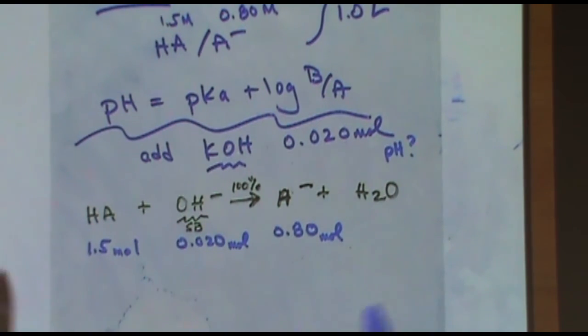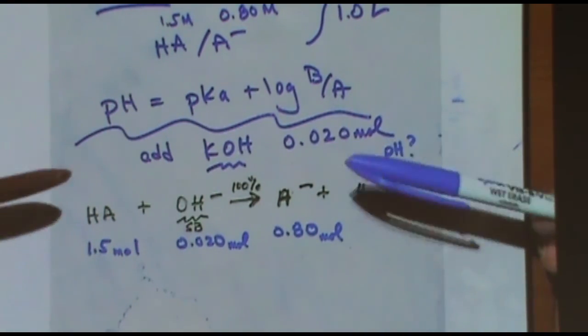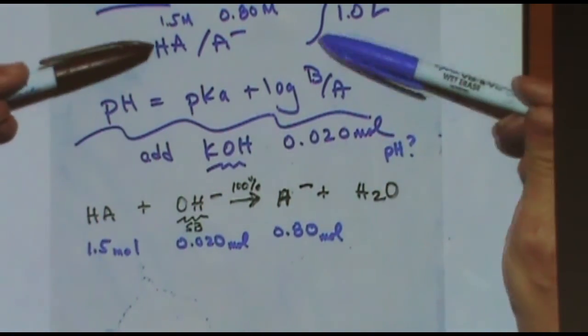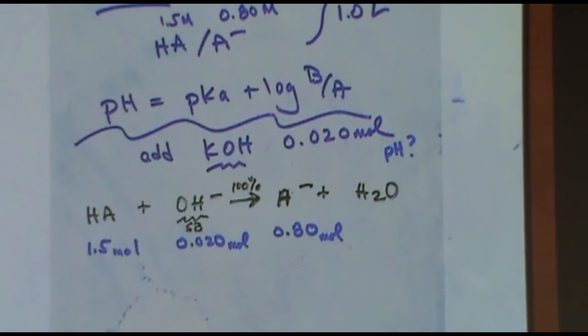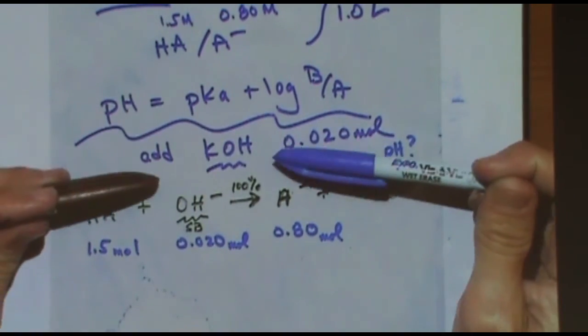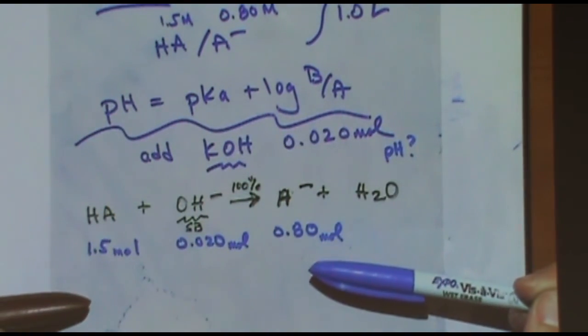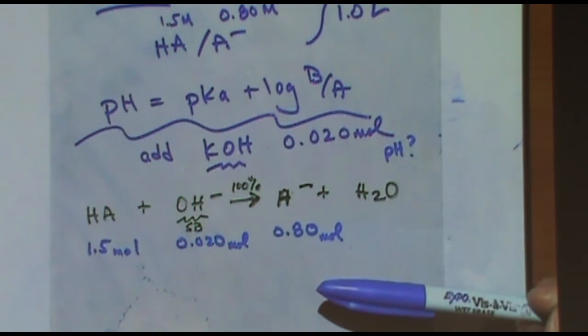There's another way you could have known it that works for buffers but not future problems you're going to see in your class, which is anytime I add something to a buffer. So I've got my buffer, anytime I add something to it, I have to do stoichiometry before going to ice or Henderson-Hasselbalch. One more time. Anytime I add something to a buffer, I must do stoichiometry. I'm about to do that right now, before I use Henderson-Hasselbalch or an ice table.